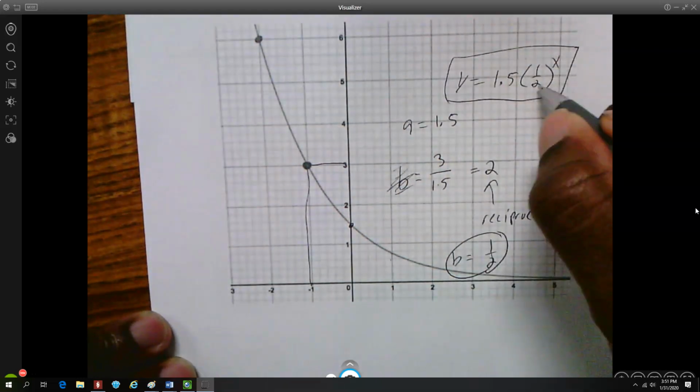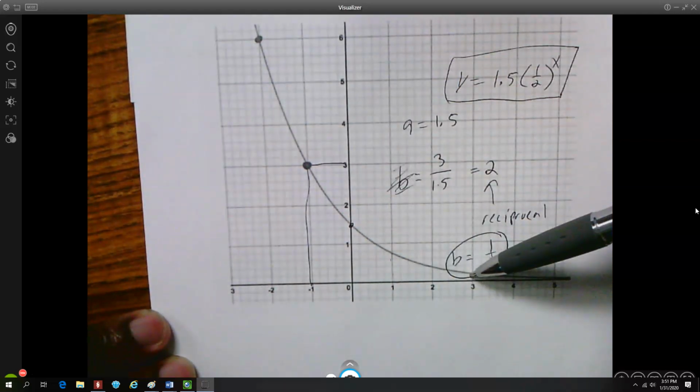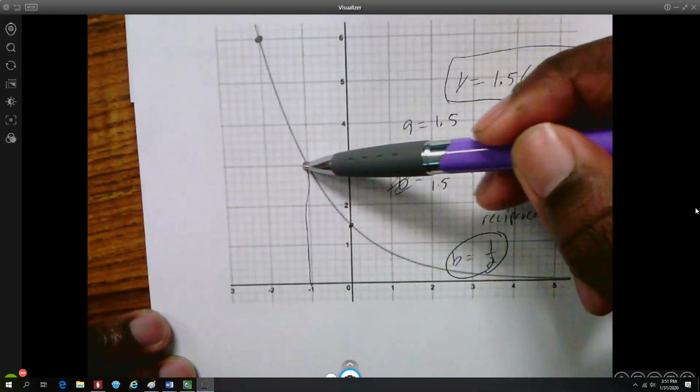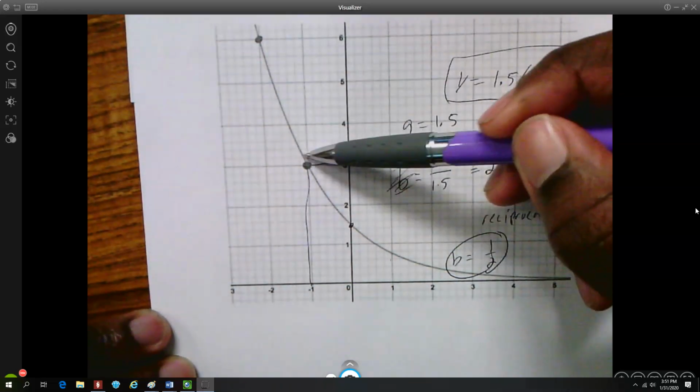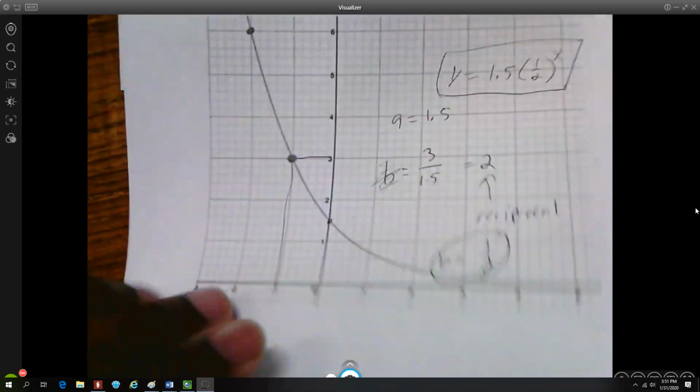And it makes sense for it to be 1/2, because this graph represents decay. So b could not be 2, because if b was 2, it would be representing growth. It would be a graph that is a J curve that goes up in this direction. So it makes better sense for it to be 1/2 anyway.